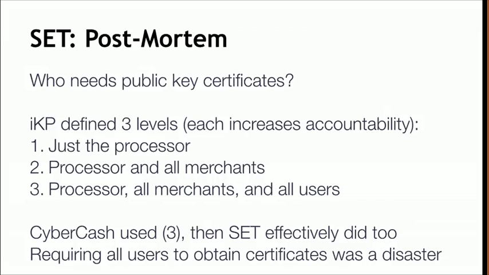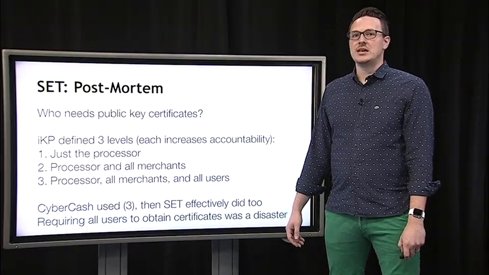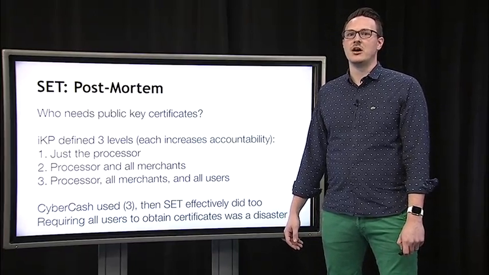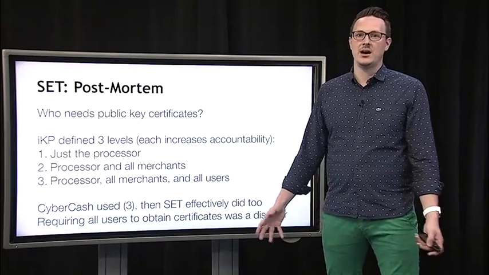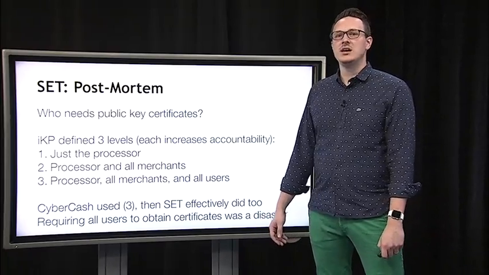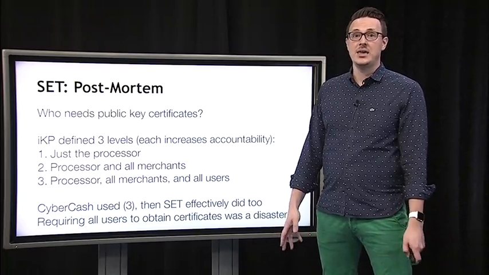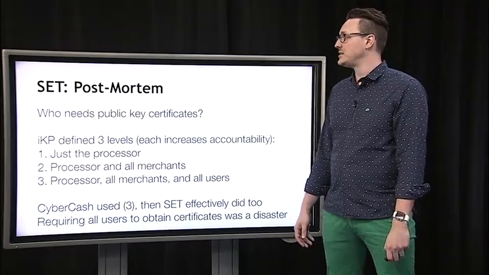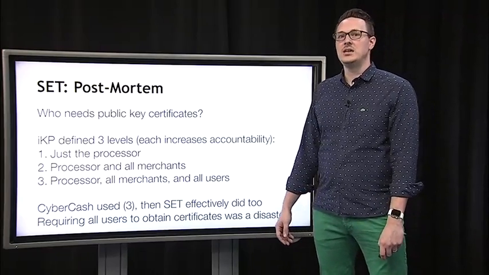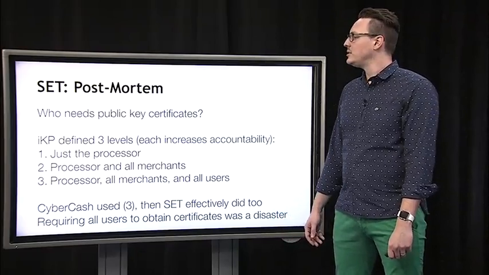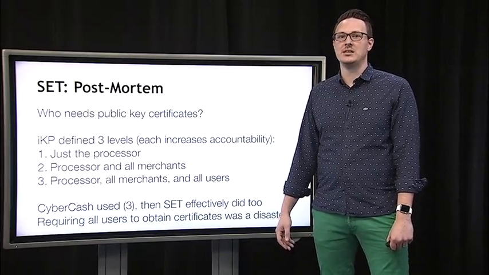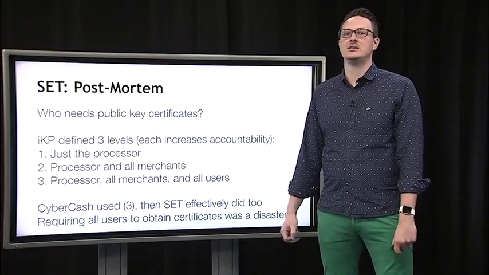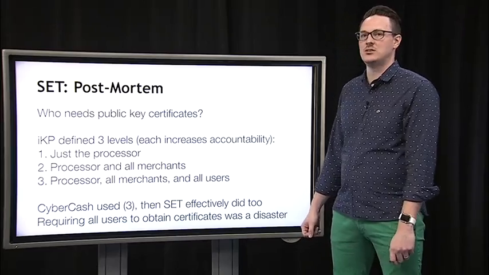So let's think about why the SET architecture didn't work. The big problem, probably the fundamental problem of the SET architecture, has to do with the subject of distributing public keys to all the people that need public keys in the protocol. This is called PKI, or public key infrastructure. And a nice way of thinking about this was actually developed by IKP, the IBM project that was one of the predecessors to SET. What IKP did is they came up with 3 levels of security. In the most basic security, only the processor had to have a public key. Now, they had to have more than a public key. This public key had to be bound to their identity in something called a certificate. So we can think of these as certificates.